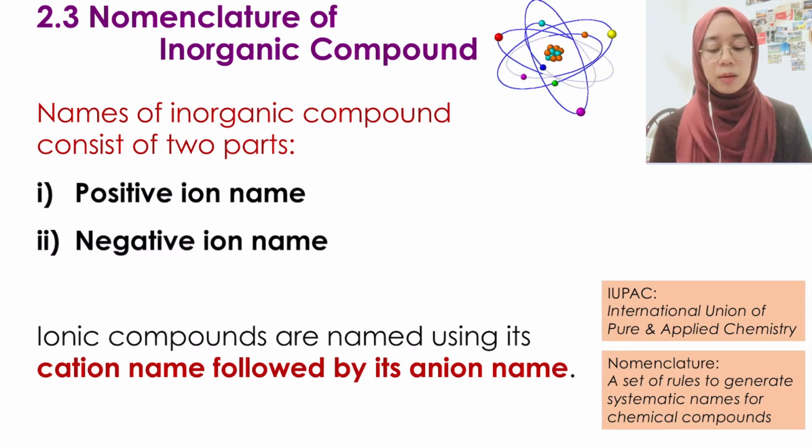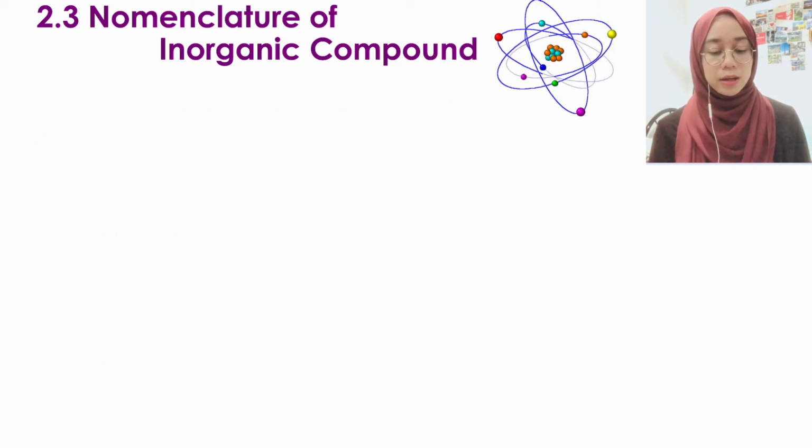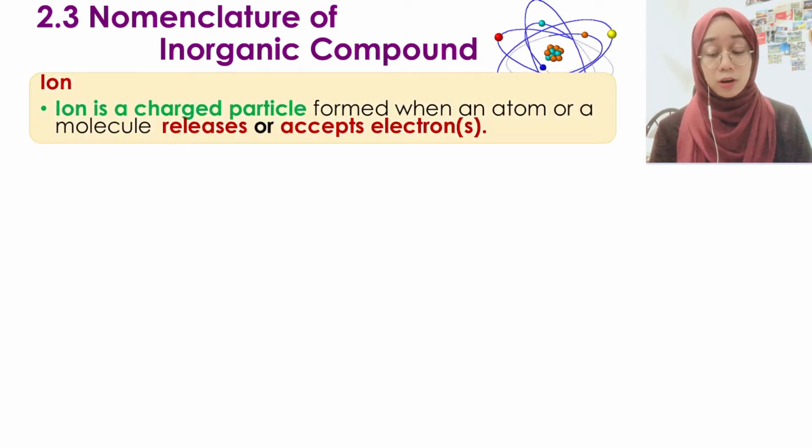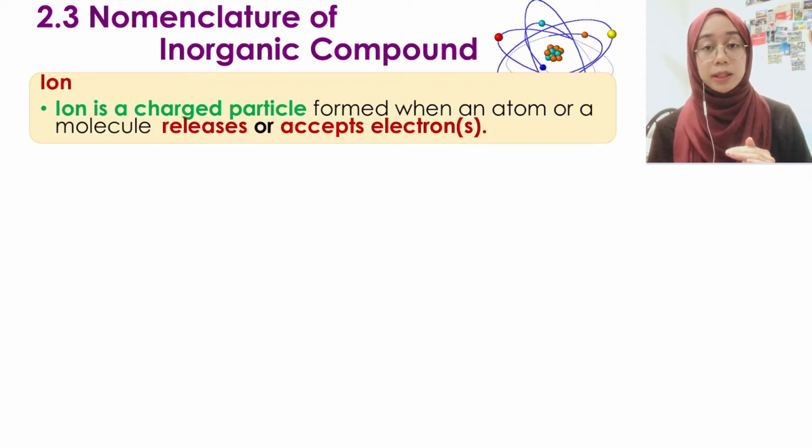Okay, jadi before kita pergi kepada how to name inorganic compounds, let's have a look first at what is ion, what is cation, and what is anion. So an ion is a charged particle formed when an atom or molecule releases or accepts electron, ataupun kita boleh cakap loses or gains electron. Depends lah mana-mana, sama je maksud dia. Basically ion is a charged particle, and bila kita cakap pasal charged particle, it might be a positively charged particle ataupun a negatively charged particle.